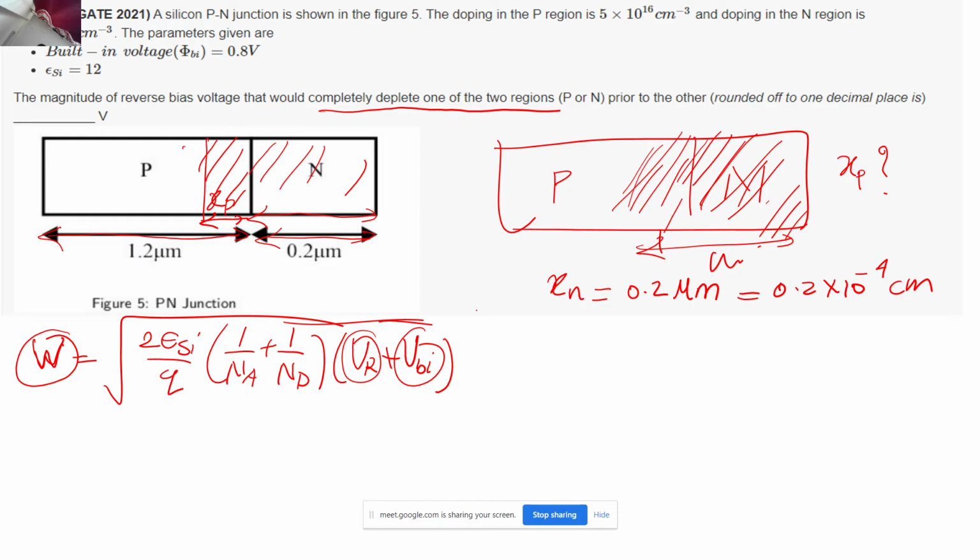See, it's okay. Even if you are giving wrong answer, that's okay. At least you are giving out some logic, giving out some answers. Just go with a little bit of logic. How can I find the value of Xp? Our width is nothing but Xn plus Xp. I want to know this Xp. Unless and until I know this, I cannot calculate the width of the depletion region.